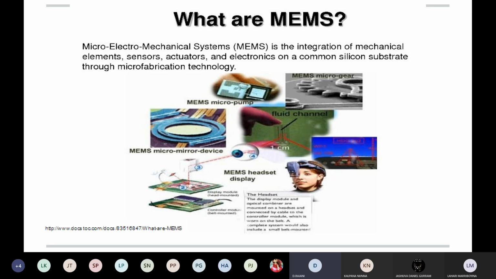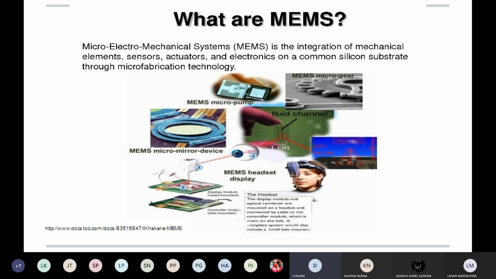And the other important block in MEMS is actuators. We use actuators in the mechanical system. How can we use that? By controlling the system. When we operate any system, we can control it on and off. That is the controlling of the system, which we use in the mechanical system. That's why these two are the important devices in MEMS technology.